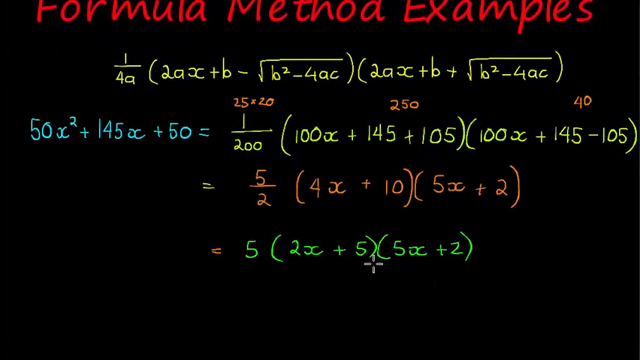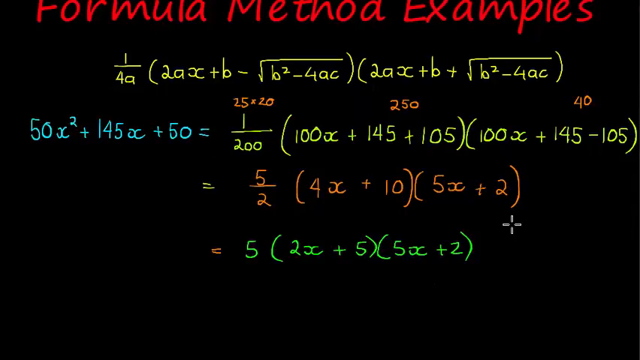And notice if we multiply this out, for example, the first terms, 2x times 5x gives me 10x squared, and when I multiply that with 5, I get the 50x squared. In the middle, I get 5 times 5 is 25. 25x plus 4x is 29x. When I multiply 29 by 5, I get 145. And the last term, 5 times 2 is 10. And that 10 multiplied by 5 gives me the 50.